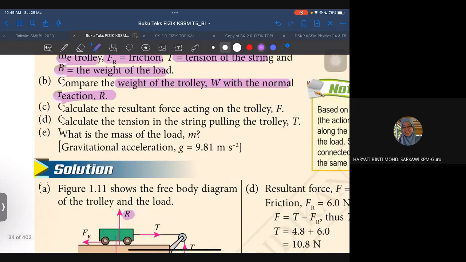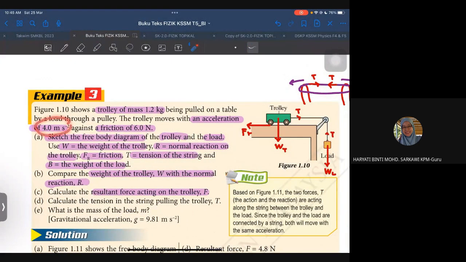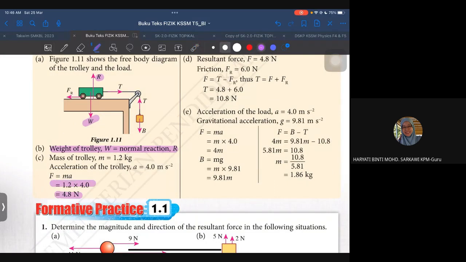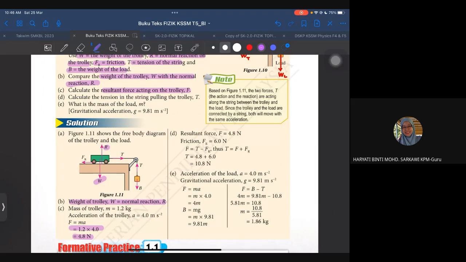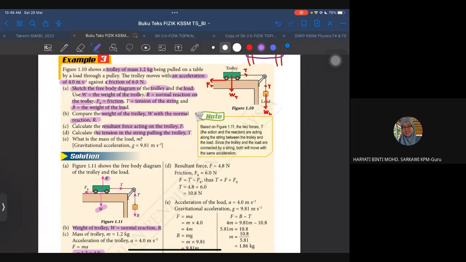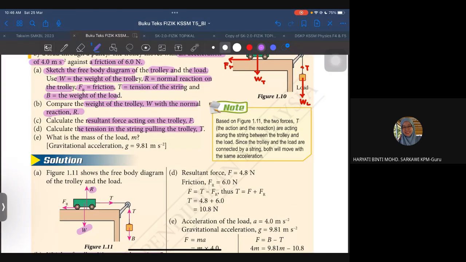Okay, next one. Calculate the resultant force. Do they give you the acceleration? Yes, here, 4 meters per second squared. The mass of the trolley is given. They ask you to determine the resultant force acting on the trolley, so just use mass times acceleration. F equals ma. This is the net force, the resultant force. So you can determine C. And then D, tension. Determine the tension in the string. Determine the resultant force acting on the system. How to determine the resultant force?